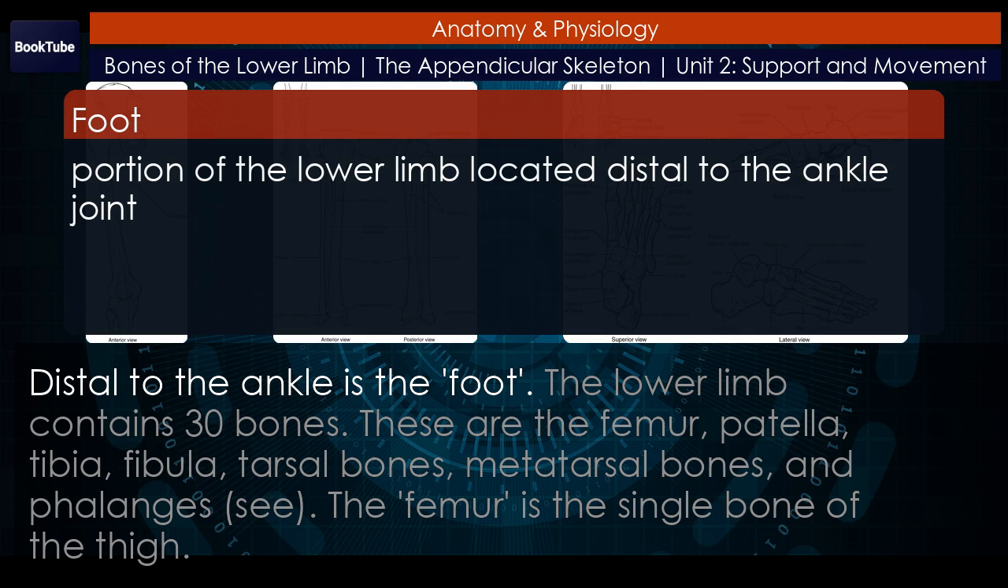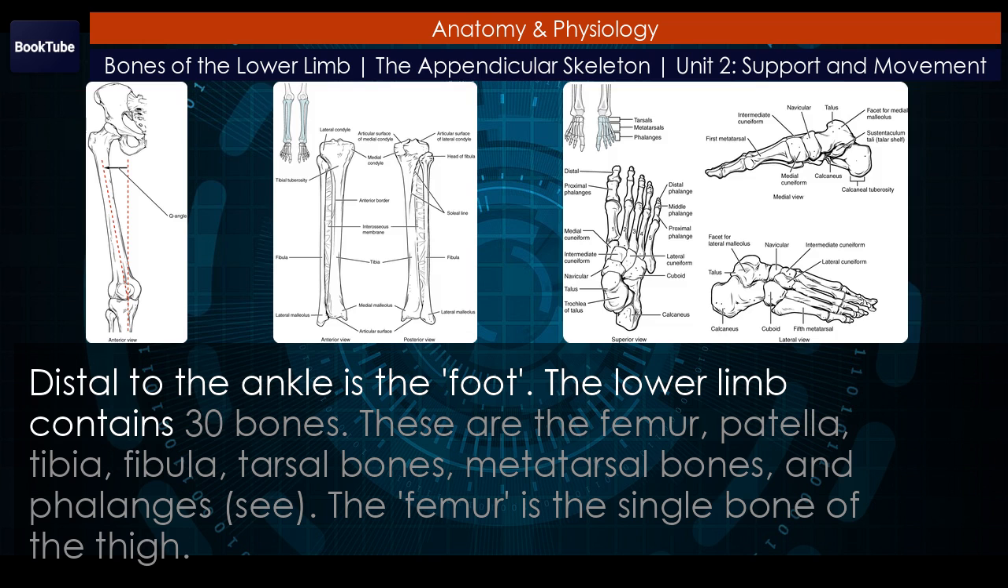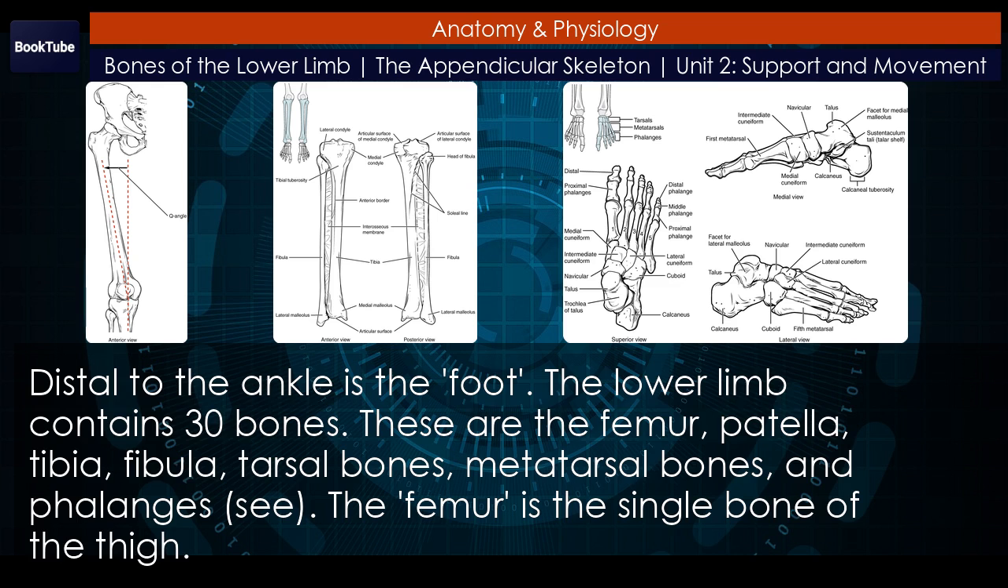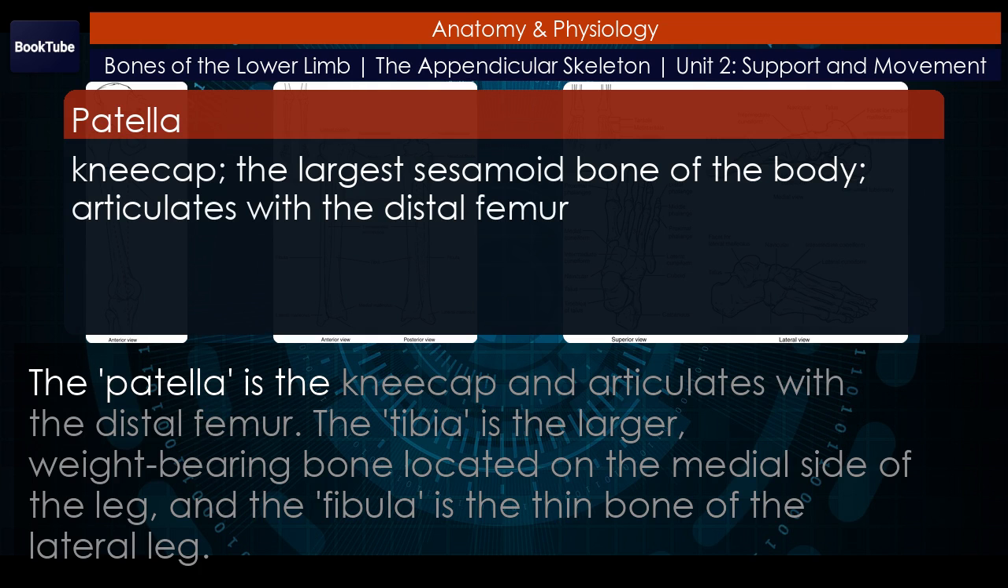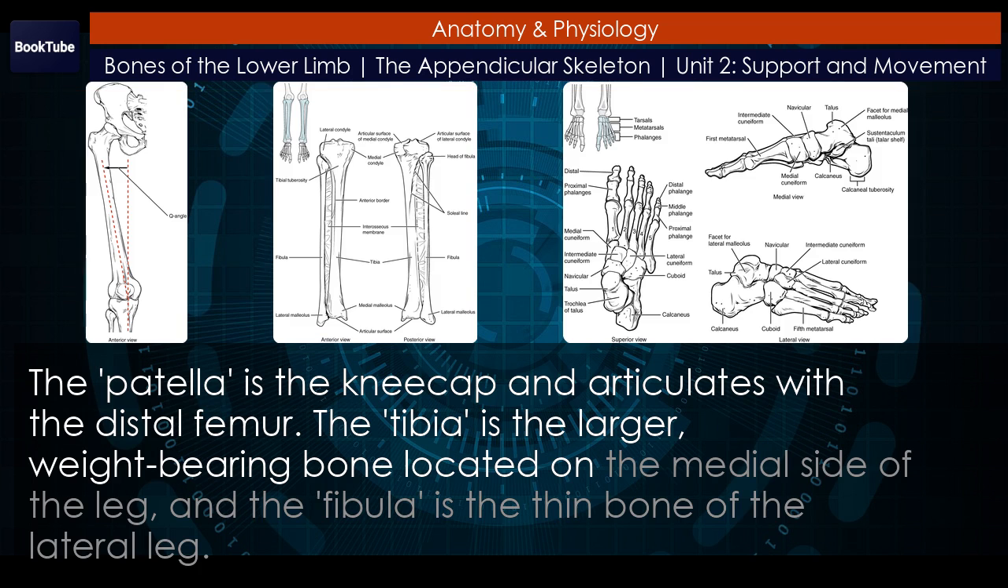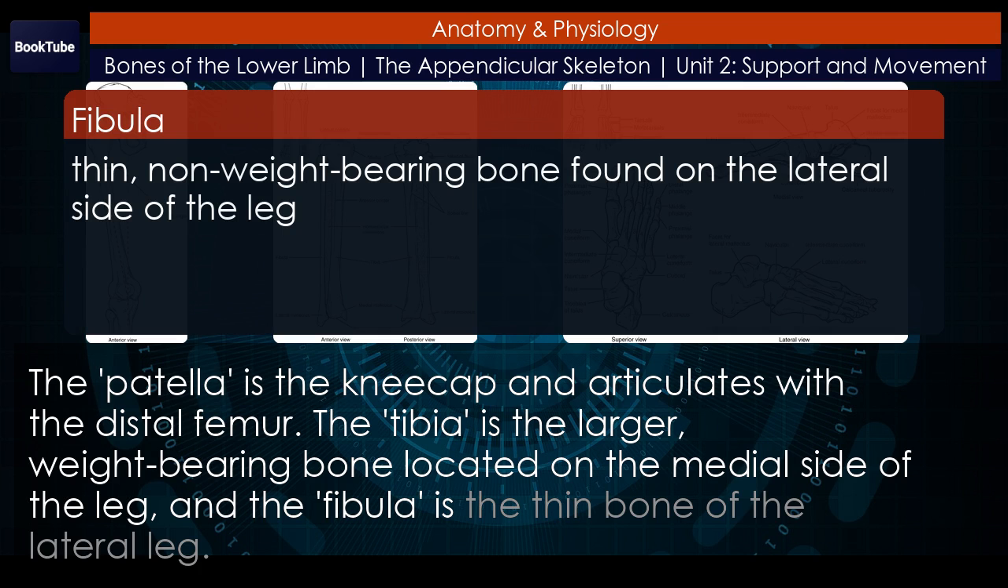The lower limb contains 30 bones. These are the femur, patella, tibia, fibula, tarsal bones, metatarsal bones, and phalanges. The femur is the single bone of the thigh. The patella is the kneecap and articulates with the distal femur. The tibia is the larger, weight-bearing bone located on the medial side of the leg, and the fibula is the thin bone of the lateral leg.